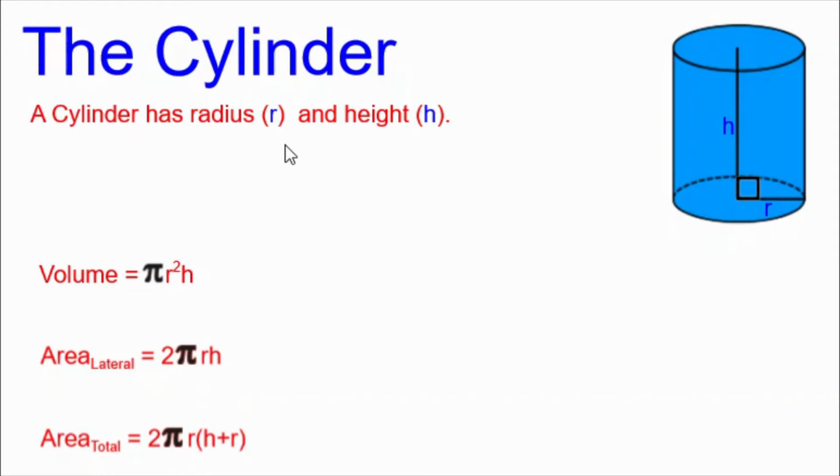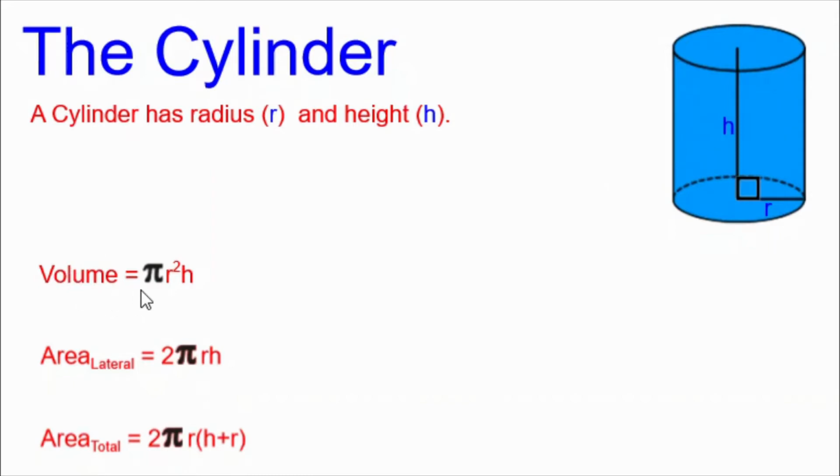The cylinder has a radius and a height, and we need these values to do the volume formula and the lateral or total area formulas. The cylinder has a circle as its base, the same circle at the top, and a curved surface on the sides.